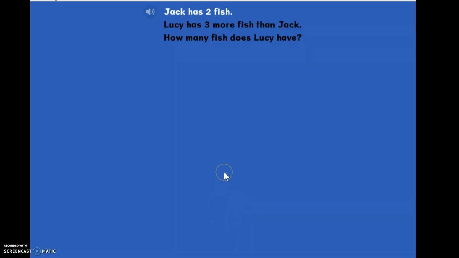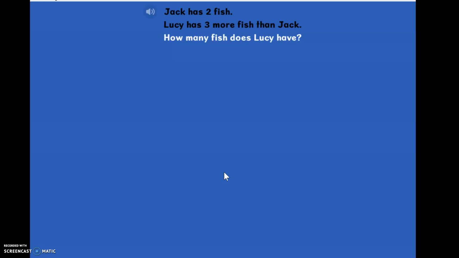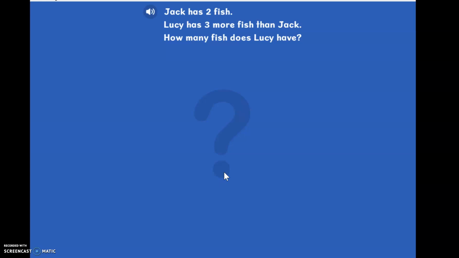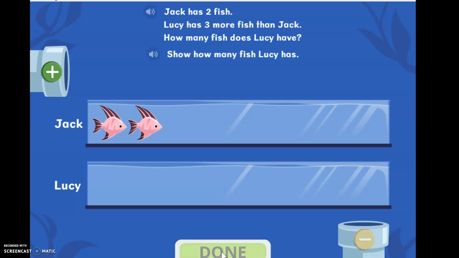Jack has 2 fish. Lucy has 3 more fish than Jack. How many fish does Lucy have? Jack has 2 fish. Lucy has 3 more fish than Jack. Show how many fish Lucy has. Okay. Put fish into Lucy's tank.